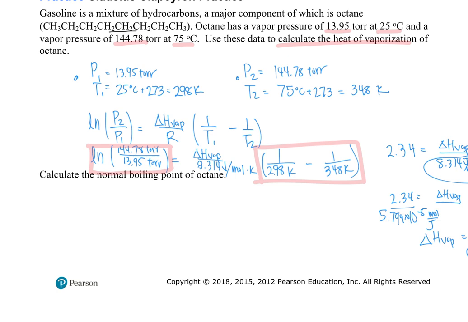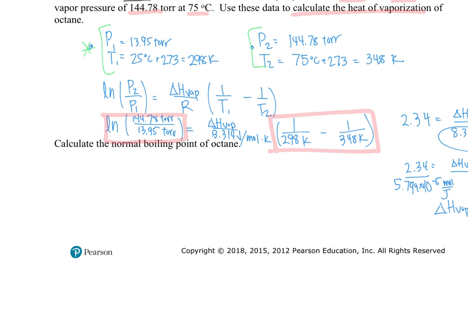So now that we have delta H vap, we could use any one of our pressure terms up here. Let me switch to green. We can use any one of these. I'm going to just do pressure 1. And now I'm going to say we want to find the normal boiling point, so we're trying to find T2. And we know that boiling point happens when pressure 2 is going to be 760 torr, and we're trying to find temperature 2. So let's plug in again.